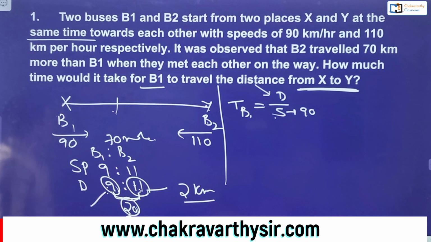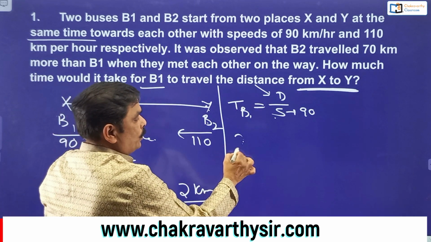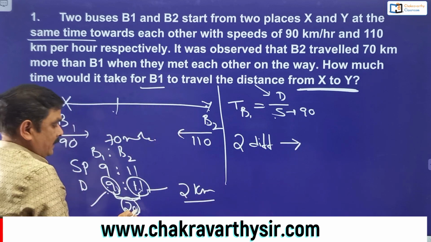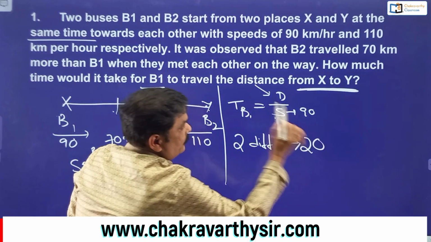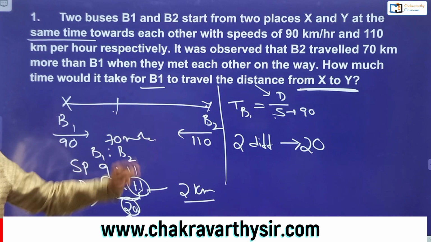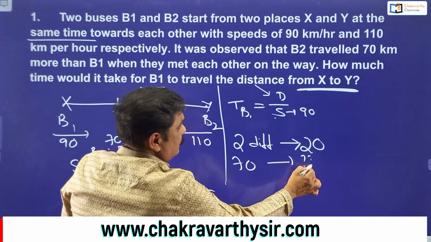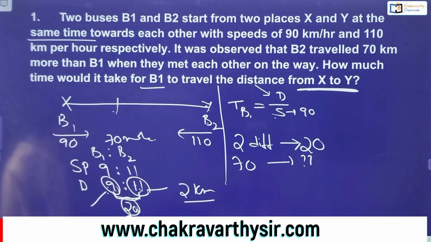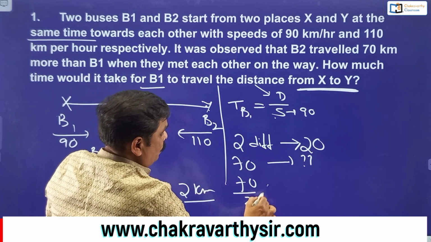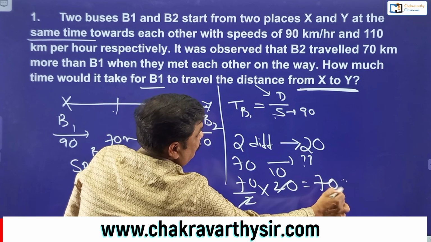that is 2 kilometers. Okay. Now go for the unitary method. What is the unitary method? If 2 kilometers is the difference, my total distance is 20. They travel 20 kilometers, isn't it? If the difference is 2, total is 20. If the difference is 70, what is the total? As simple as this. Now, what is the total distance here? 70 by 2 into 20. So, this is 10 times and this is 700.